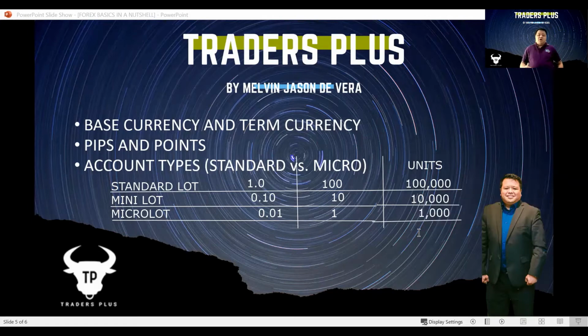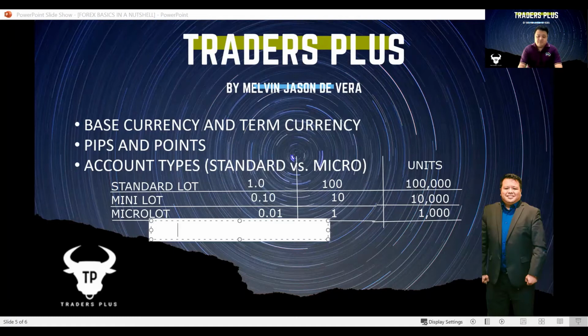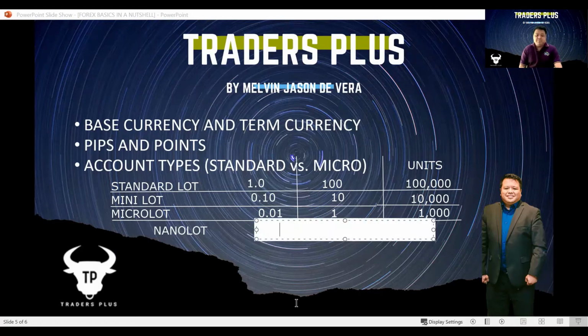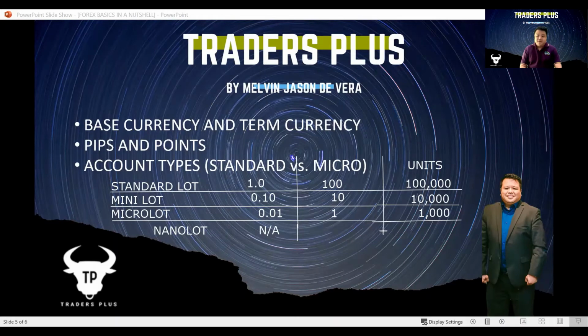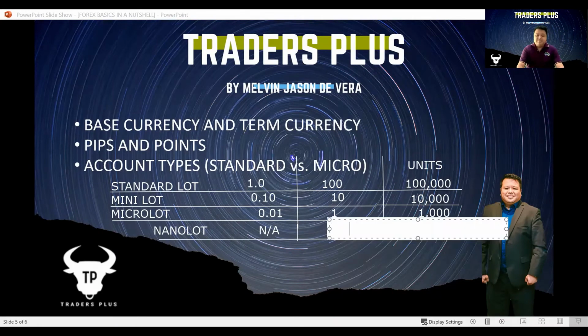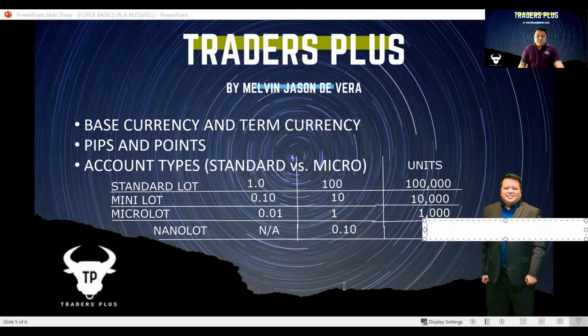Okay. Now, the only difference between the micro and the standard is that kaya ng micro account na mag-place ng nano lot. Okay. So again, for standard, this is not applicable. Okay? Kasi masyadong cents account yan. Kaya nga, micro account ang nire-recommend ko for most beginners na maliit lang yung kaya nilang ipang-trade. Okay? So let's say as low as $100 or below $100, then micro account is okay. Para nano lots, you can enjoy. You can place a 0.10 and therefore, that's only 100 units.